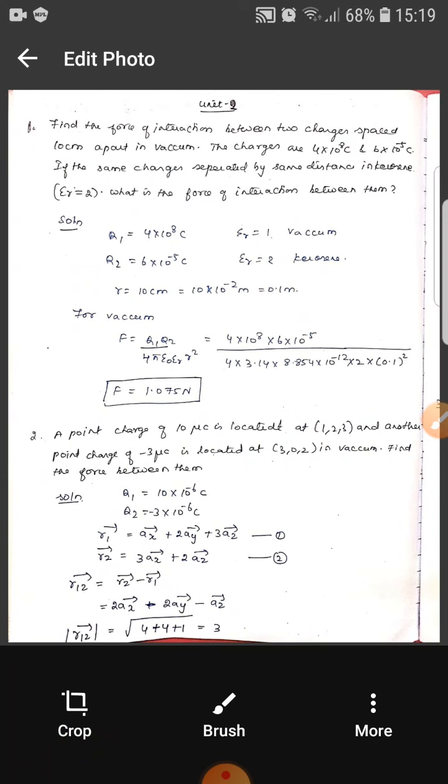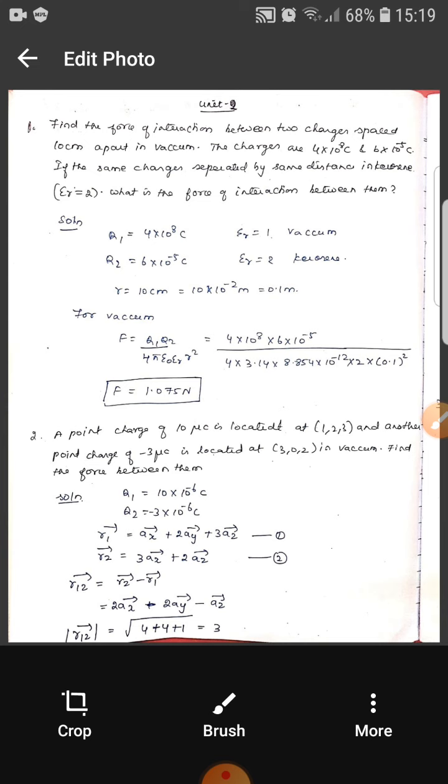Now, the distance between the two charges is given by R is equal to 10 centimeter. Converting it into meter, we will be getting 0.1 meter. Next, we are going to find the force of interaction between those 2 points. For vacuum, F is equal to Q1 Q2 divided by 4 pi epsilon naught epsilon R square. Substituting the values in the given formula, you will be getting F is equal to 1.075 Newton.